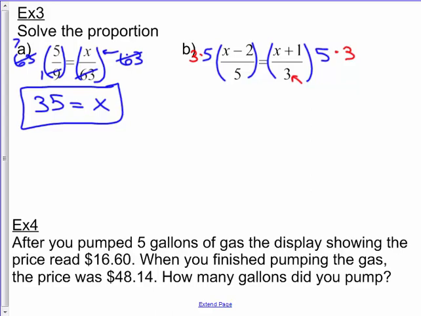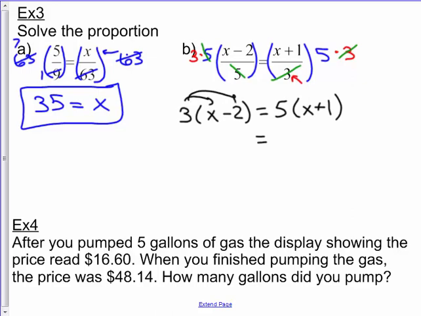Now, when we do some canceling here, on the left side, the 5s are going to cancel out. If I multiply by 5 and divide by 5, they cancel out. On the right-hand side, the 3s are going to cancel out. So on the left-hand side, I'm just going to be left with 3 times the quantity x minus 2. On the right-hand side, I'm going to be left with 5 times x plus 1. I just put the 5 out in front. Doesn't matter. At this point, it becomes a pretty easy problem.